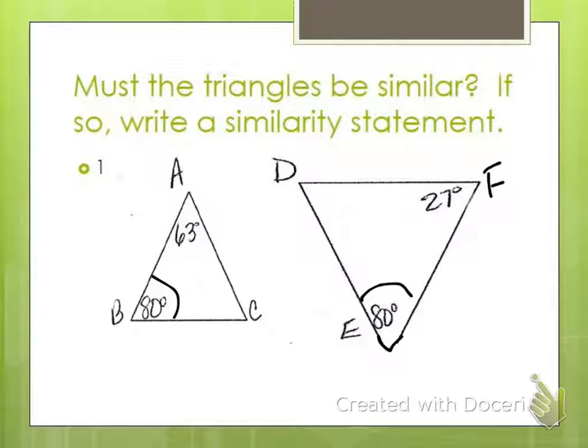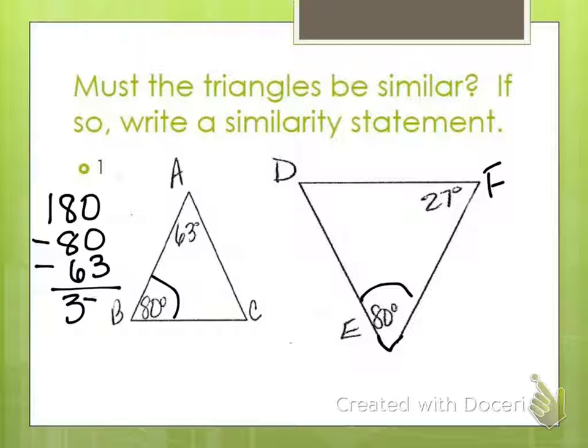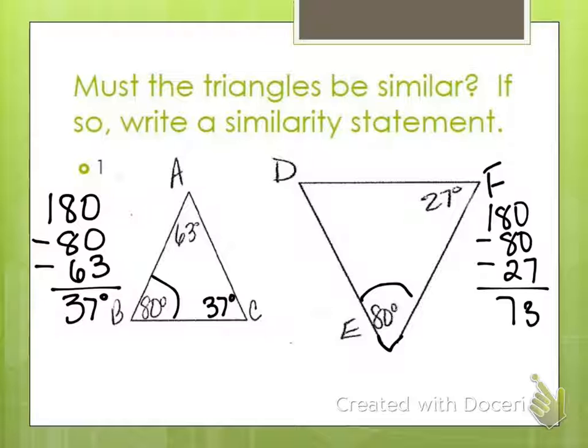Subtraction. So I heard somebody else say 180. Somebody else was saying subtraction. So we take 180 and we subtract off the two angles that we know. That gives us the remaining angle, which David said is 37 degrees. We can do the same thing for the other triangle, just to be sure we're not missing anything here. If we take 180 minus 80 minus 27, what do we get? 73 degrees.